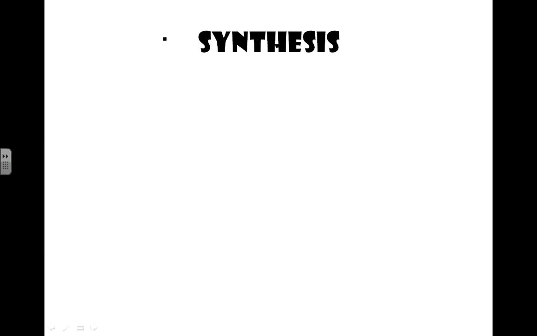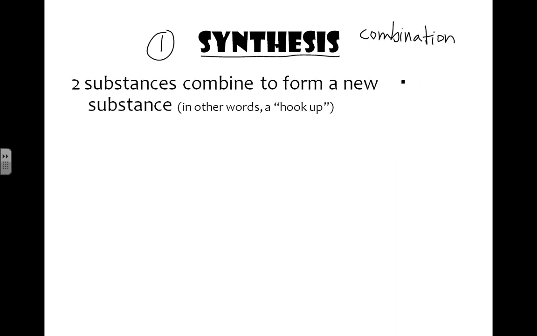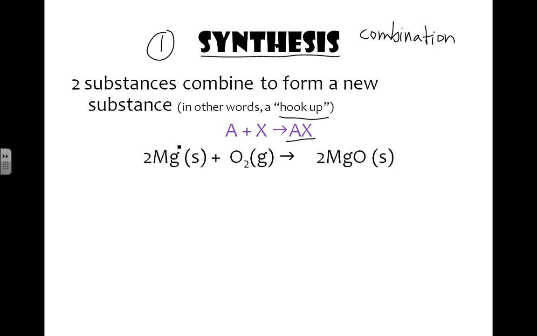The first type of chemical reaction that we're going to go over is a synthesis reaction. That reaction can also be called a combination. But synthesis essentially means you're just making something new. So two substances combine to form a new substance, and you can think of it as like marriage. You have one unit and another unit, or two different people coming together to make a single unit, or a couple.